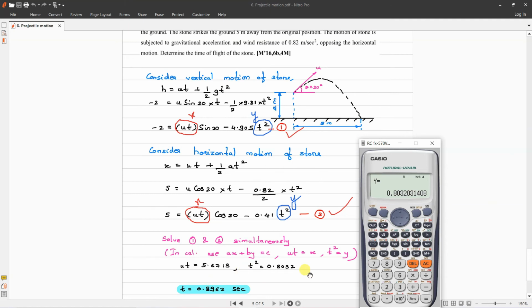0.8962 seconds. Now after calculating this, we need to clear the mode, so you can press on, and we have to go back, we have to go out of this equation mode. So you have to press shift, then clear, then press 3 and press equal to, and then AC.